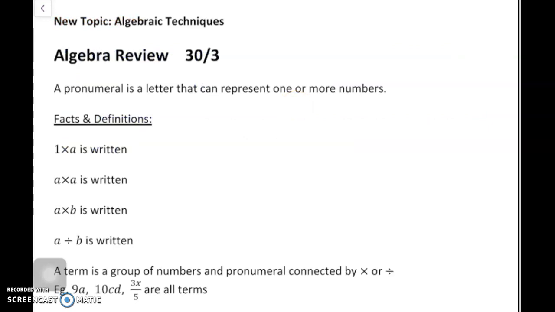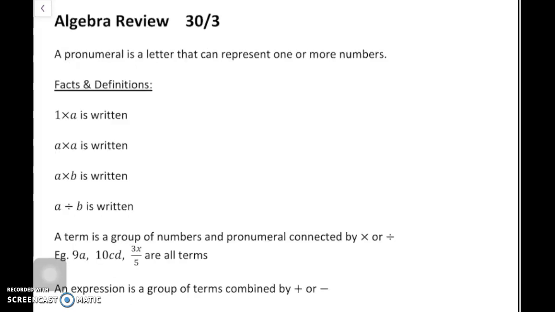All right, let's get into today's lesson. We'll be starting a new topic today on algebraic techniques. And we'll start off by doing a quick review of the basic terminologies and algebra facts. Okay, so let's write down the heading for today, algebra review, and today's date. We'll start off with the word pronumeral. Now, the pronumeral is a letter that can represent one or more numbers. And we have already seen these in our measurement topic where we had letters that represented certain numbers.